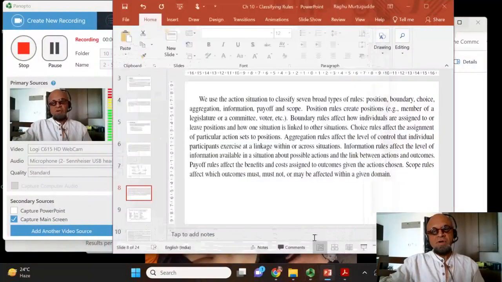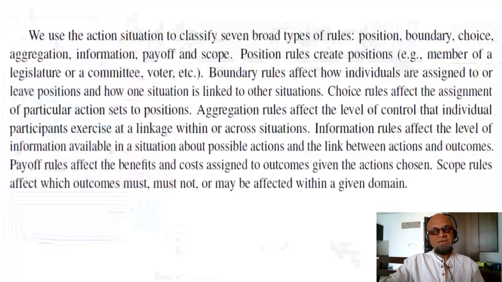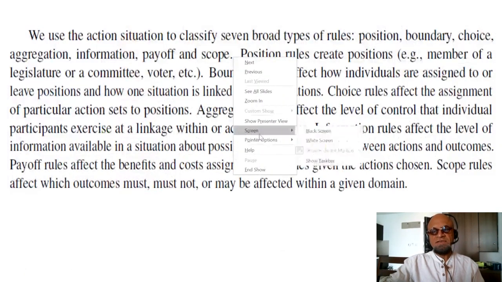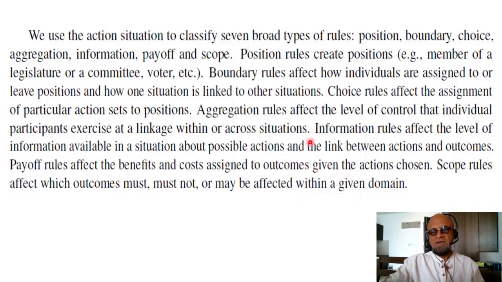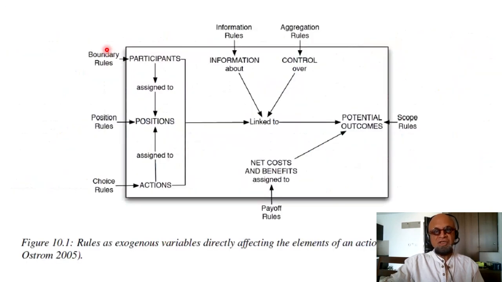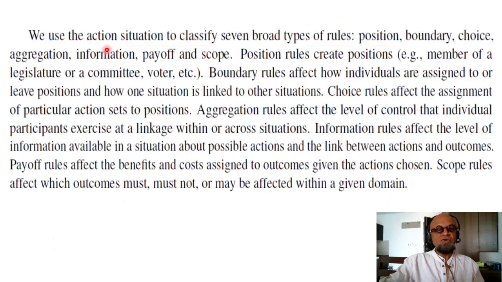Let's continue with the ideas of classifying the rules for sustaining the commons, and of course we have to know how many types of rules there are, which we approximately did in the figure here. We use the action situation to classify 7 broad types of rules: position, boundary, choice, aggregation, information, payoff, and scope, which we already described here.